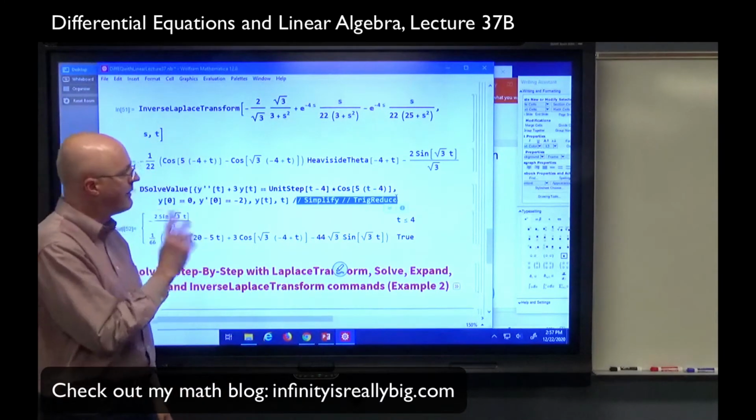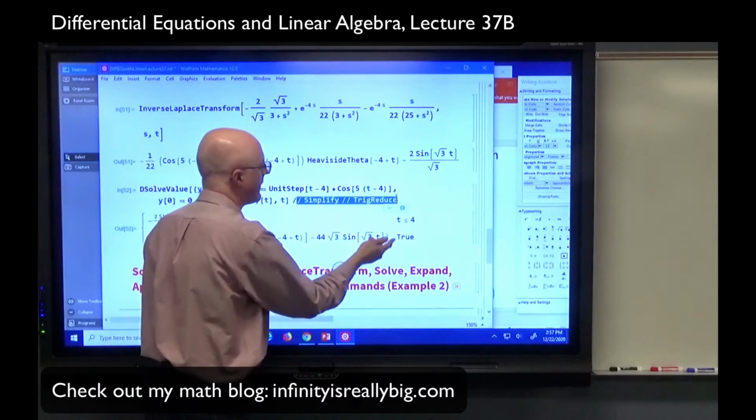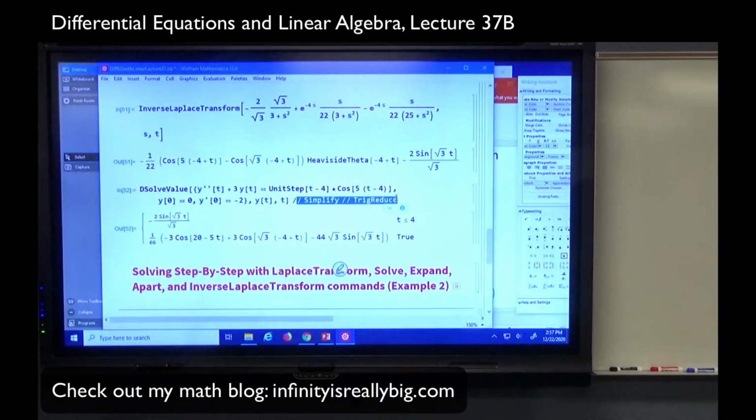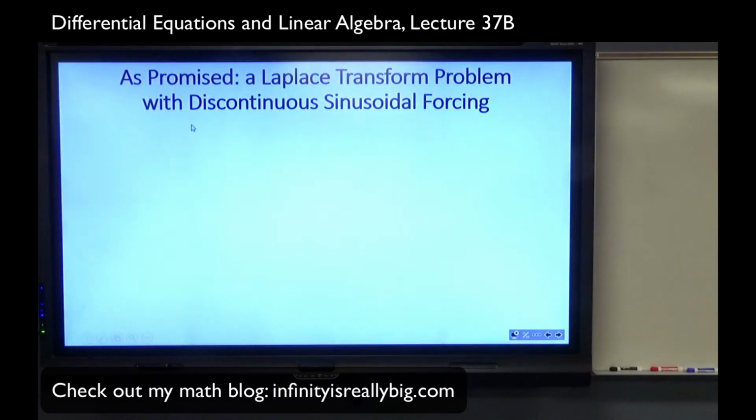Technically speaking, the way we've approached the unit step function, this would be the answer when t is greater than or equal to 4, and this would be the answer when t is strictly less than 4, but don't worry about that. It's not a big deal. They are the same functions. And here's the way I've shown you the answer in the PowerPoint.